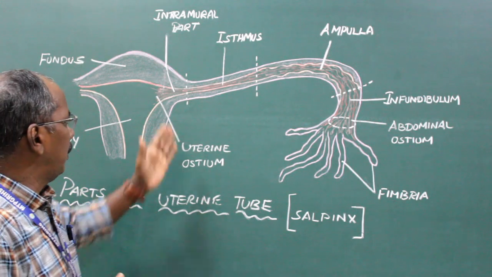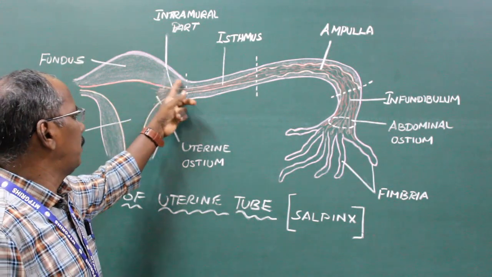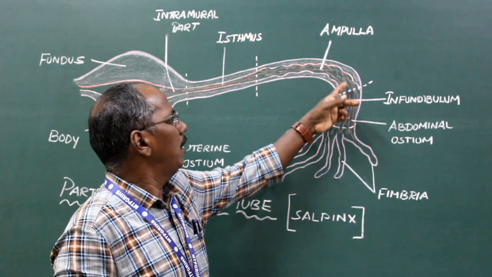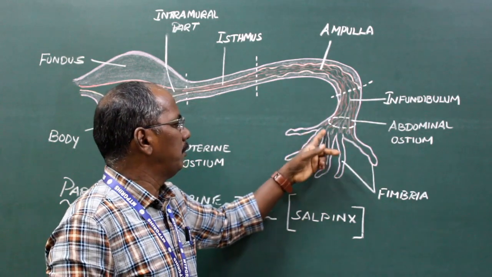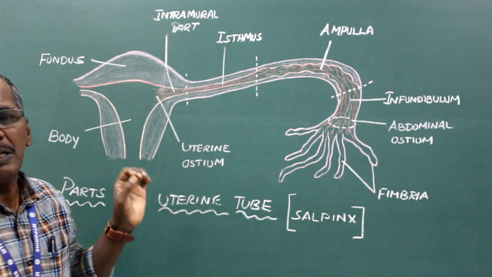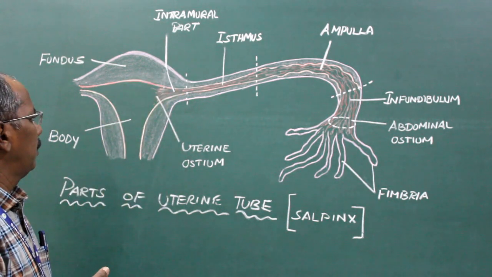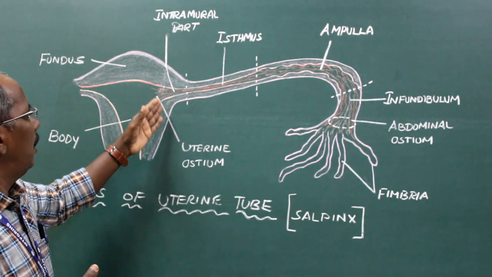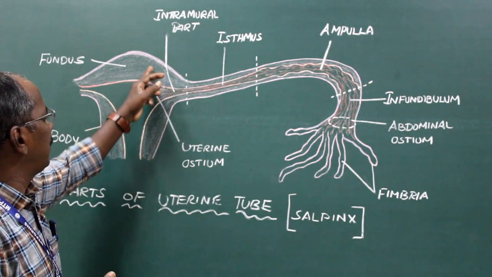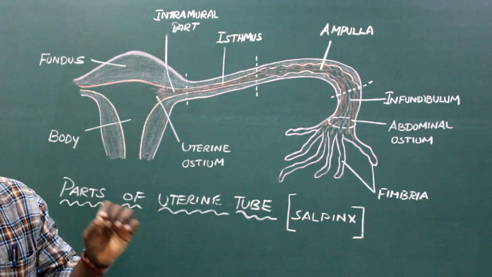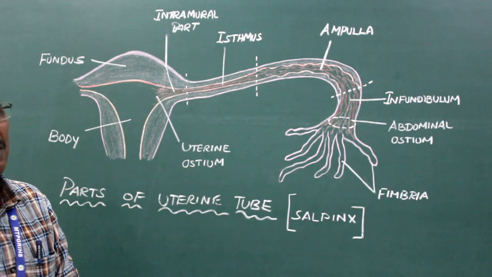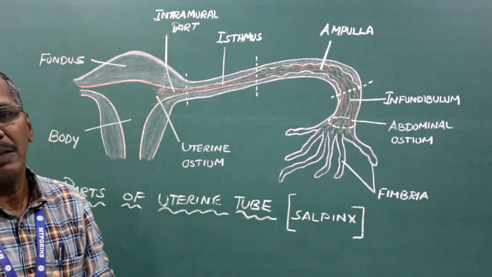Parts. The fallopian tube consists of intramural part, isthmus, ampulla, and infundibulum. Intramural part or interstitial part. It lies within the uterus, between the fundus and body. That is, at the junction of fundus and the body, the intramural part or the interstitial part is present. It is about 1 centimeter long.